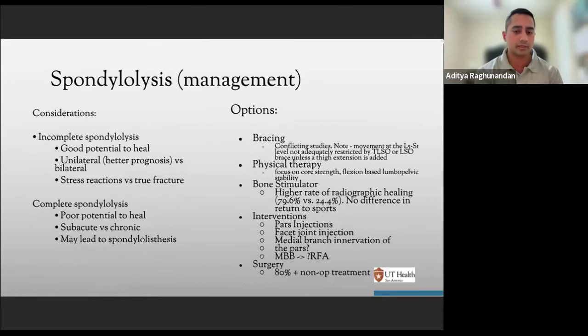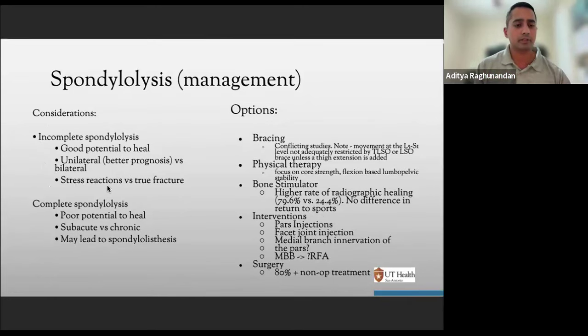So as far as management, again, this is a lot of gray, which is why there's a lot of bullets, but I'm going to talk you through some of this stuff, and then you can have the slide to look back to if you want a place to start. So things to consider. First, I would consider, is this an incomplete or a complete issue? If it's incomplete, that actually has a good potential to heal. And then those that are unilateral also have a better potential to heal compared to a bilateral spondylolysis.